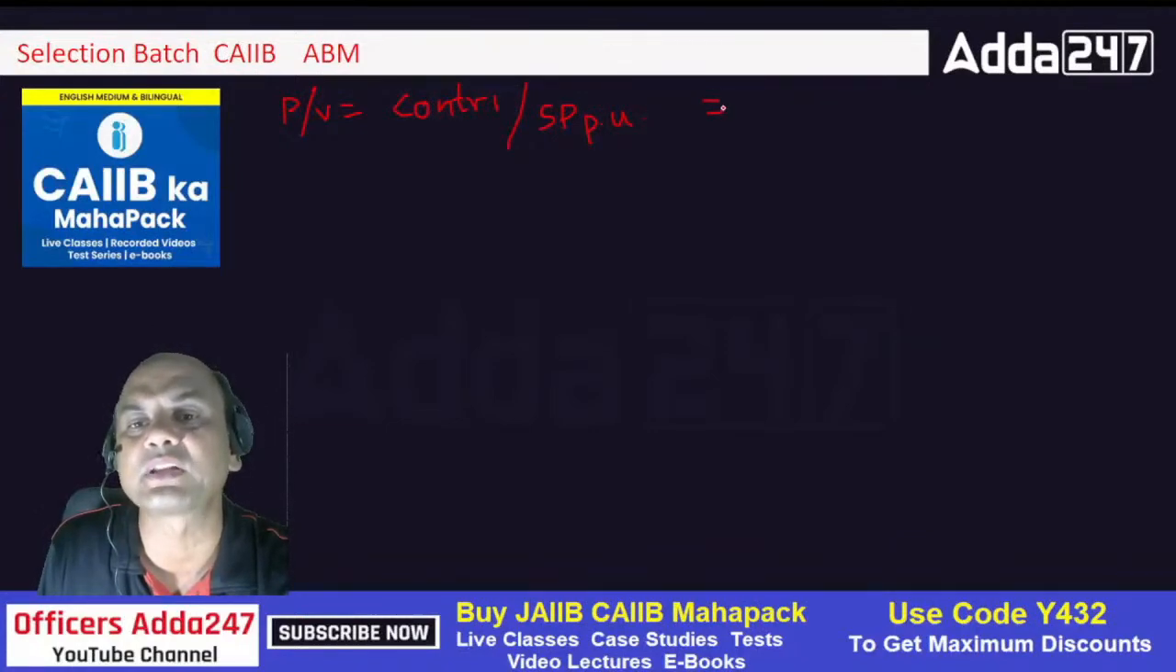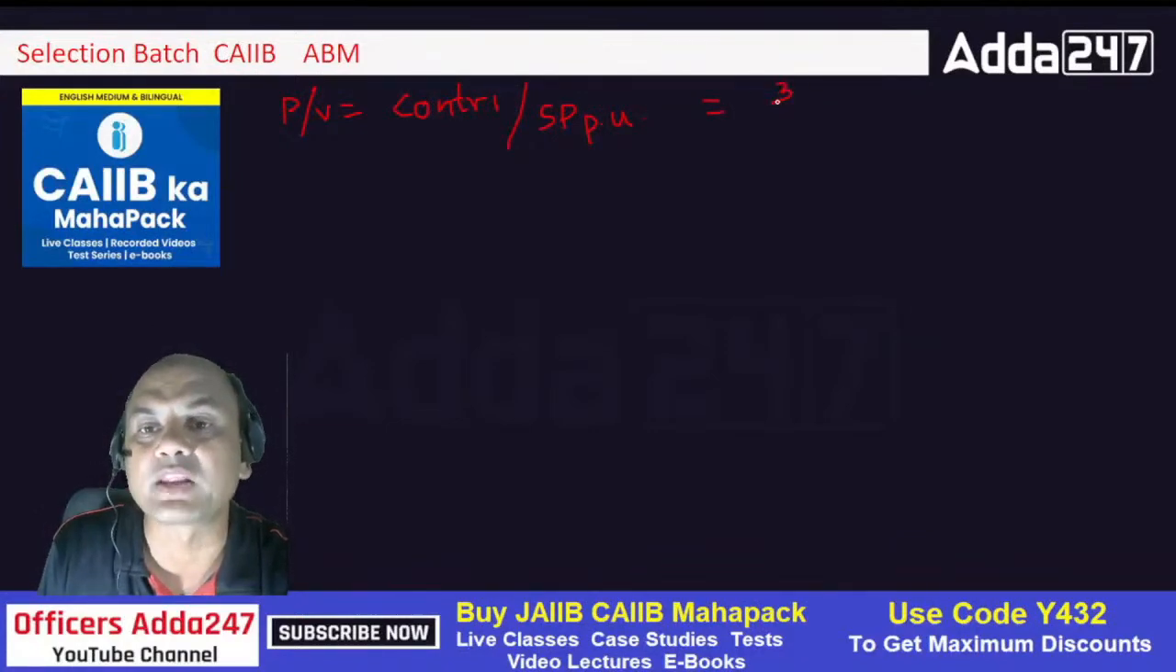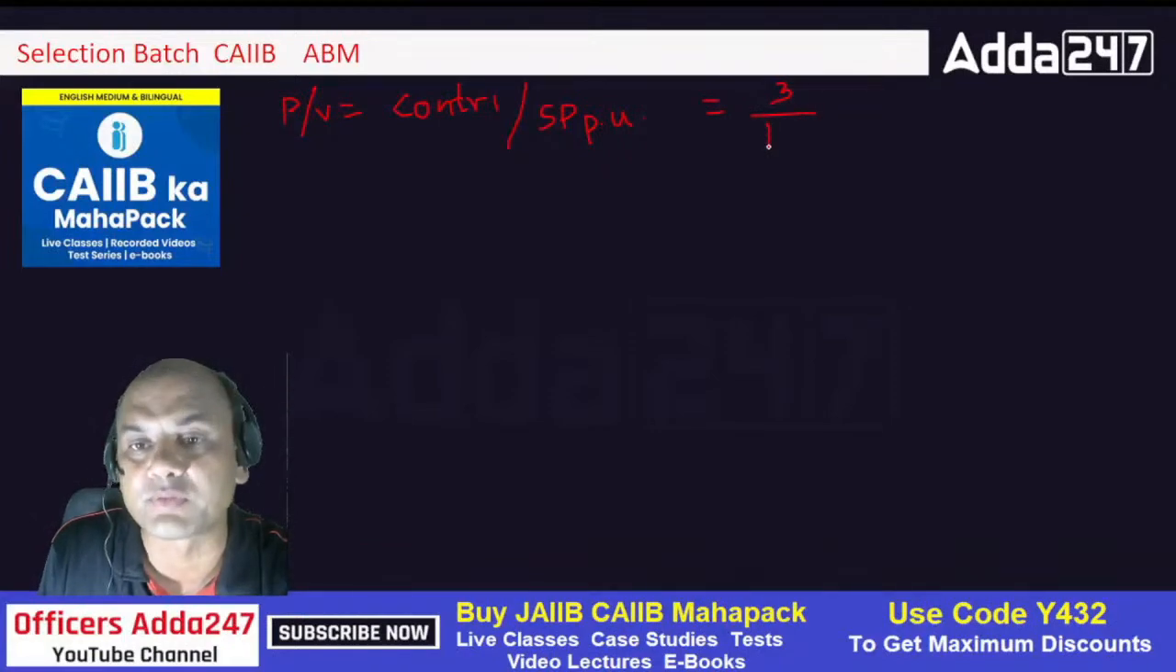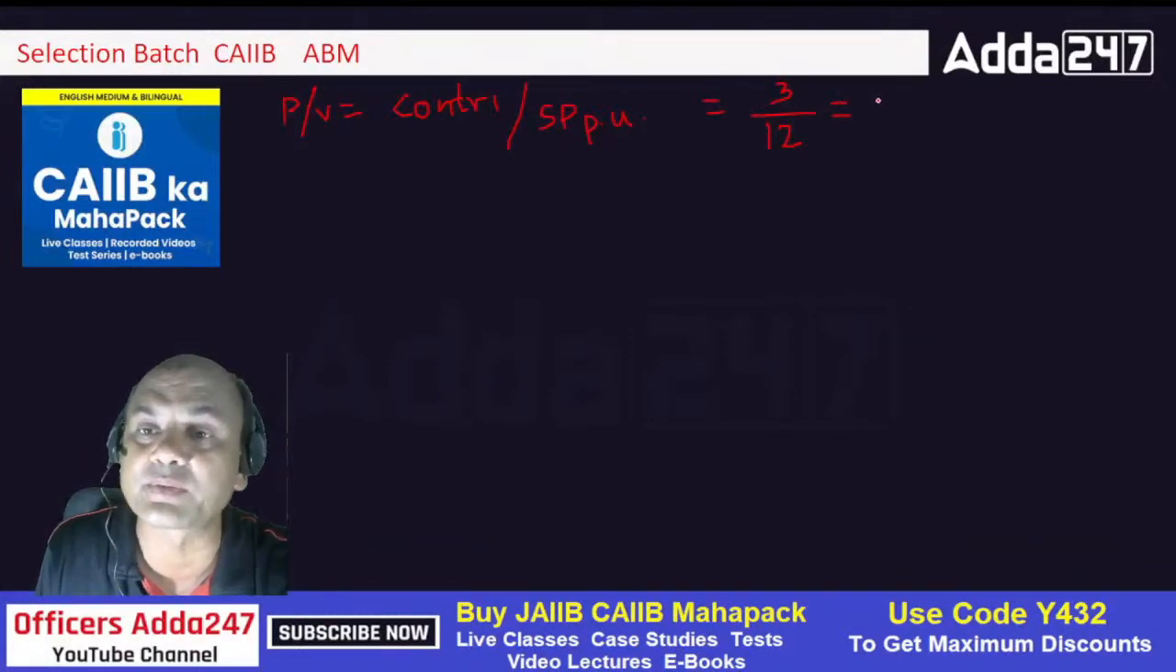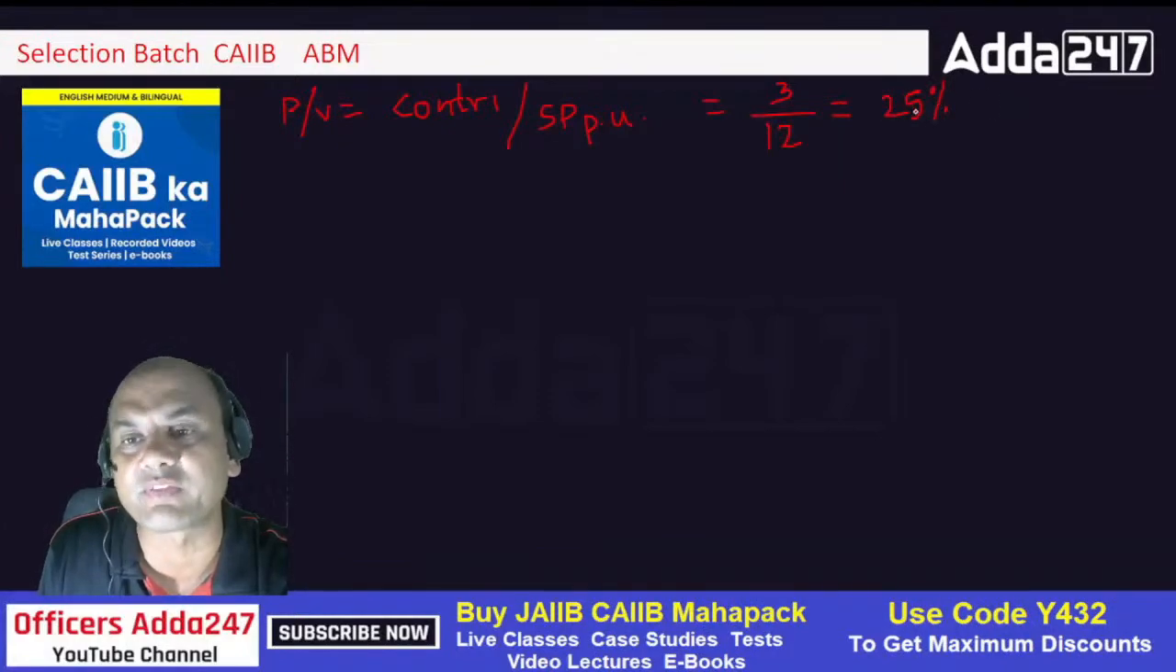So what is my contribution now? 3 rupees. What is my selling price per unit? 12. So what is my PV ratio then? 3 upon 12. What is that? 0.25. You can write it in percentage terms, you can write it 25%. So PV ratio equals 25%, or you can write it 0.25.